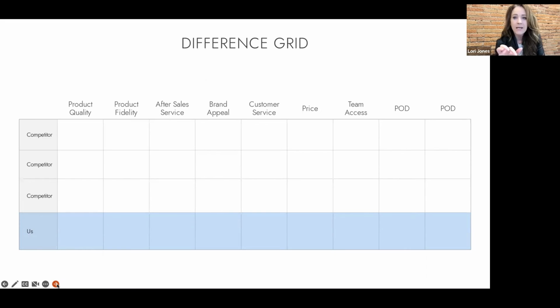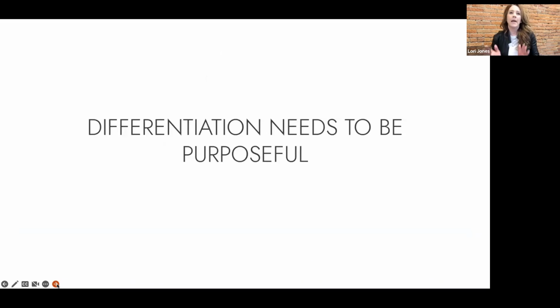Okay. Any other questions, or thoughts on how a POP/POD grid would help you further your business? Okay, let's roll up our sleeves and have a little bit more fun with some examples here. Okay, and really some key thoughts for you to think through as you're developing your points of differentiation.